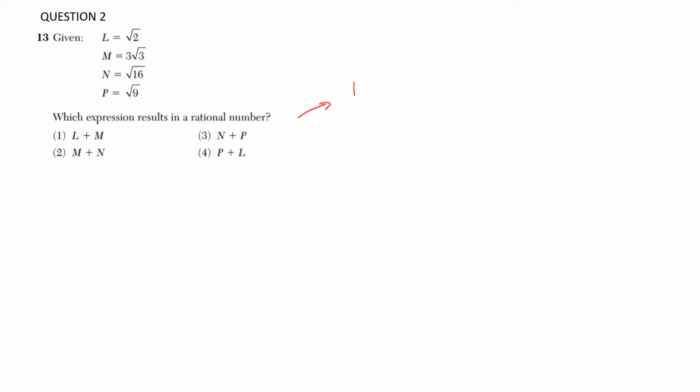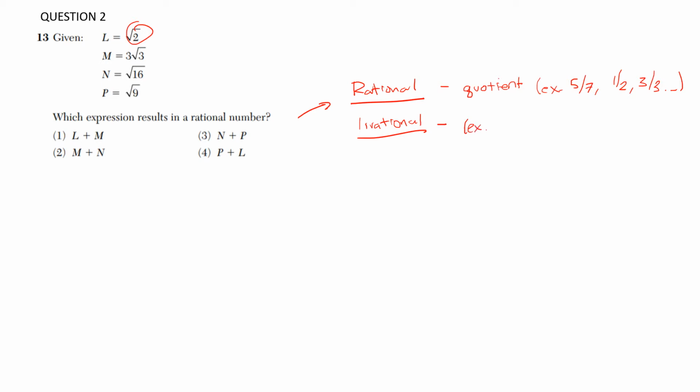So just to review quickly what the differences are, a rational number can typically be written as a quotient or as a fraction. So 5 over 7, 1 over 2, 3 over 3, etc. An irrational number, on the other hand, cannot be written like that. So they're the stranger numbers. As an example, root 2 here is an irrational number. So there's some examples. Root 2, pi, you guys are probably familiar with pi, among other numbers here, etc. So we want a rational number.